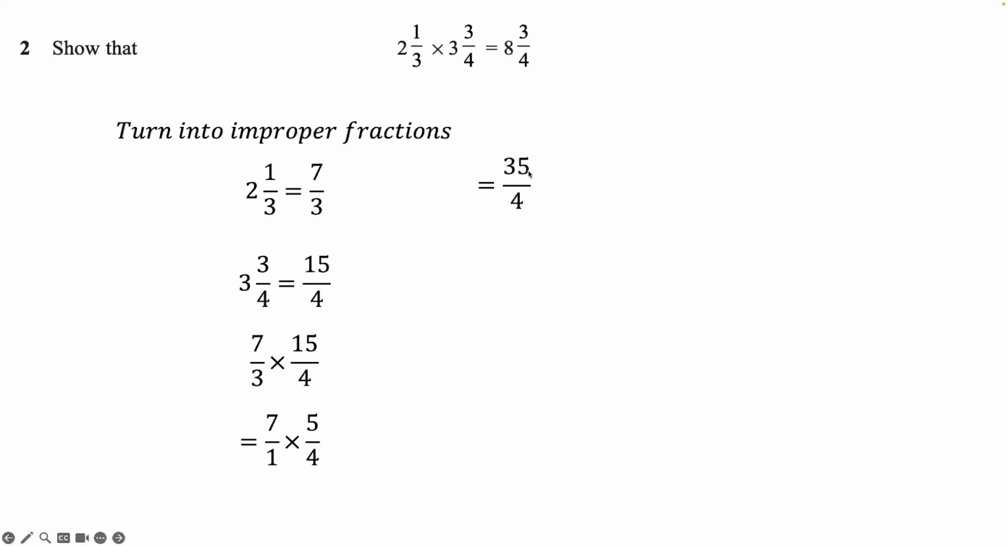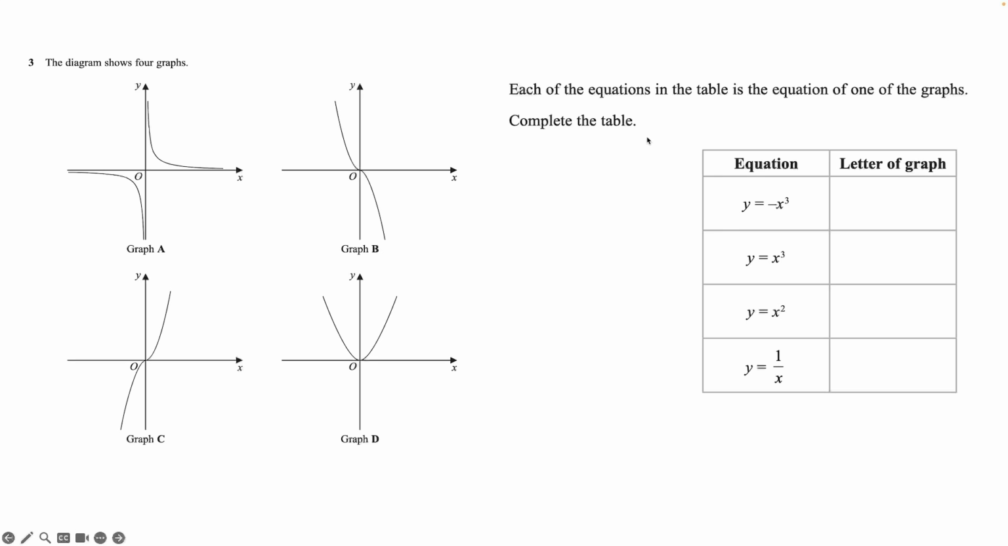Now we need to turn this improper fraction back into a mixed number, and hopefully we get this. So we do 35 divided by 4, which is 8 remainder 3. Which means that we're going to have 8 3/4 left over, which is what we wanted. Good. Question number 3 then.